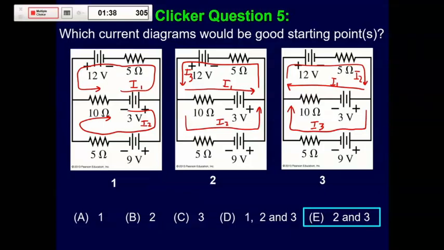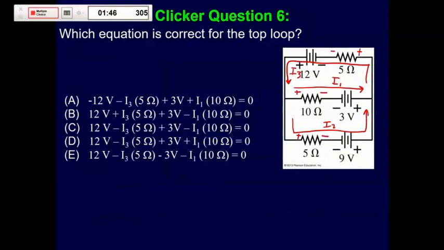So this can be I1 and I2. That can be I1 and I3. It doesn't really matter, but there are 3 distinct currents in these 2 cases, okay? Let's just pick this one here for kicks. Why not? Now, which equation would be valid for the top loop? So I picked that one.